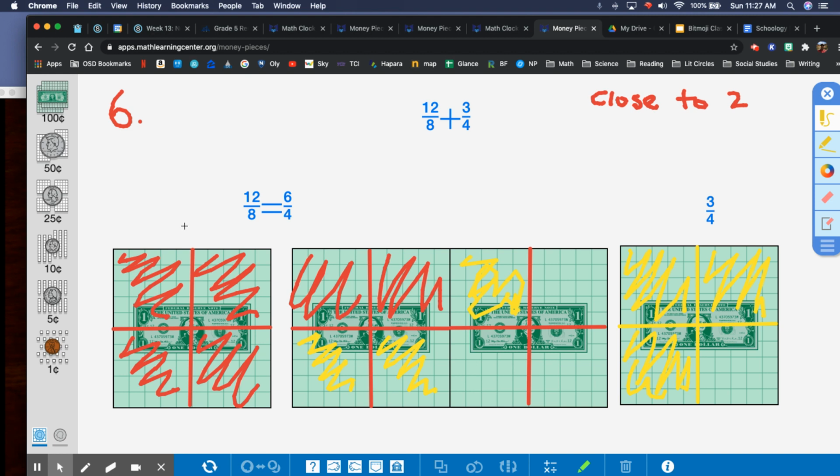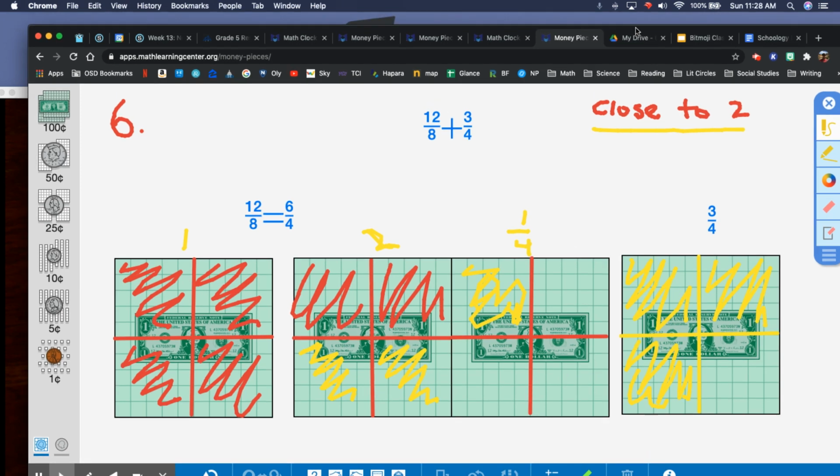So I have 1, 2, and a fourth. And 2 and a fourth is really close to 2 wholes. That's what we're trying to get at here. So 12/8 plus 3/4, which is like really saying 6/4 plus 3/4, which is 9/4, which is equivalent to 2 and a fourth. And that's really close to 2.